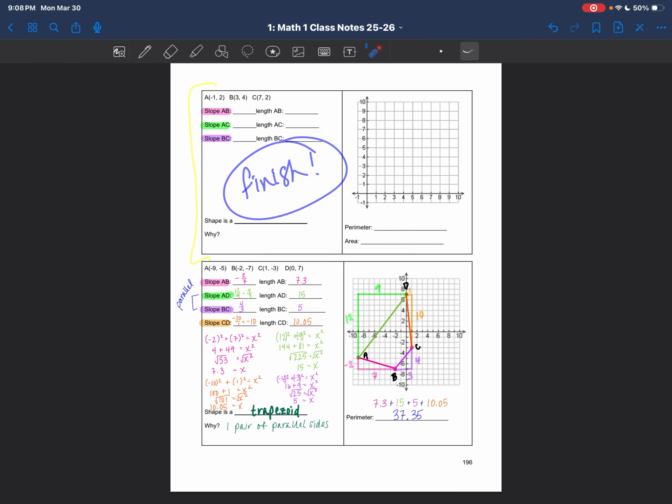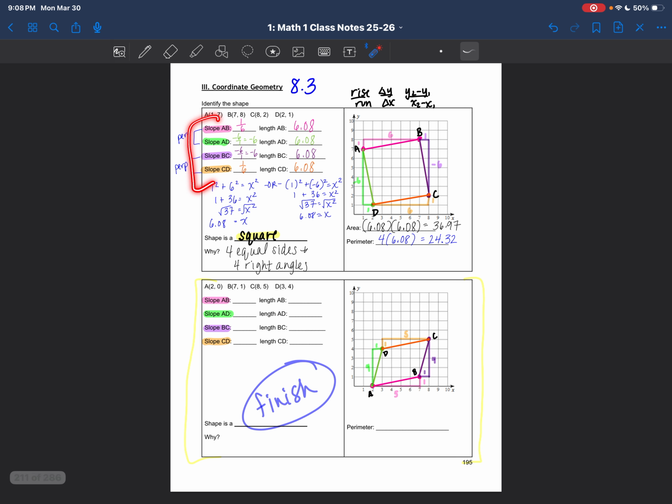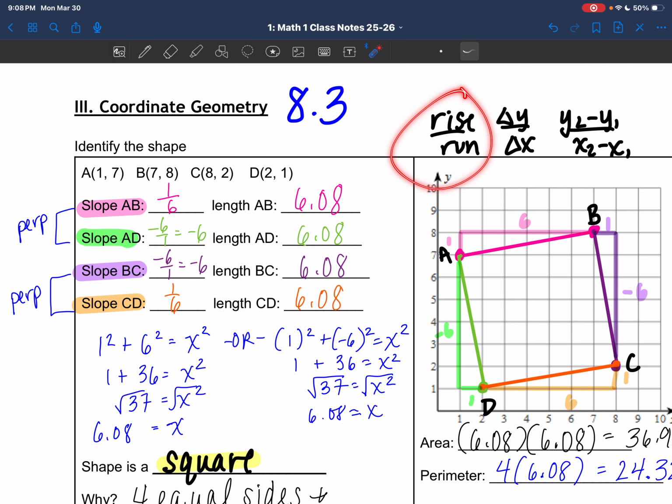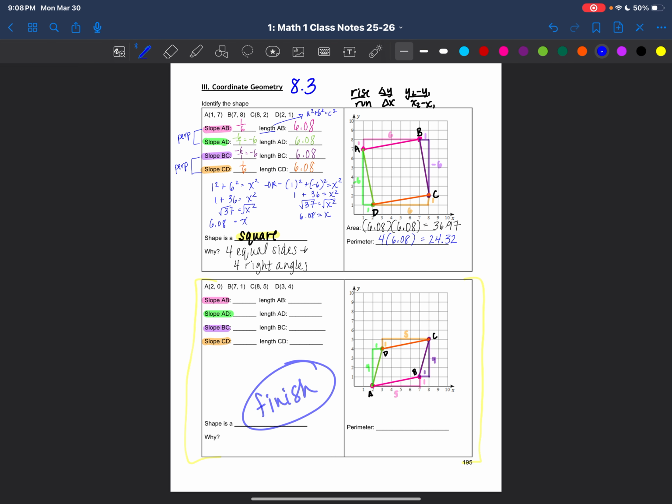All right, and the biggest thing is just making sure you're going through, finding the slope of all the parts by doing rise over run. And then to find the length, you're going to do Pythagorean theorem. All right, and that is your coordinate geometry.